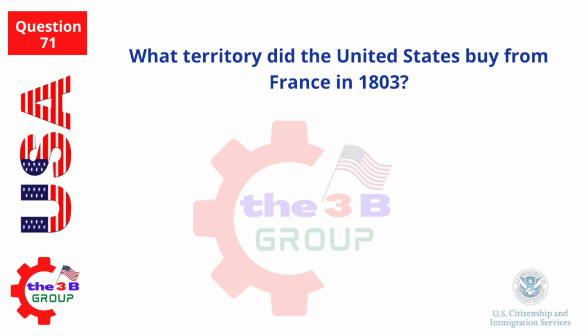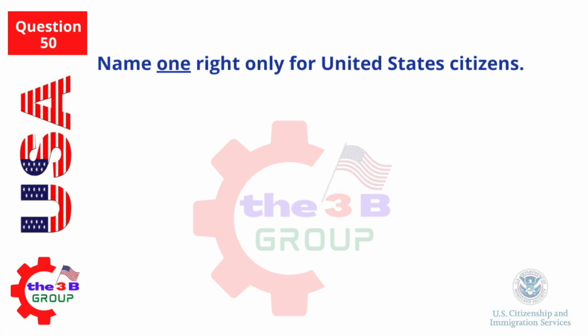What territory did the United States buy from France in 1803? The Louisiana Territory. Name one right only for United States citizens. Vote in a federal election.